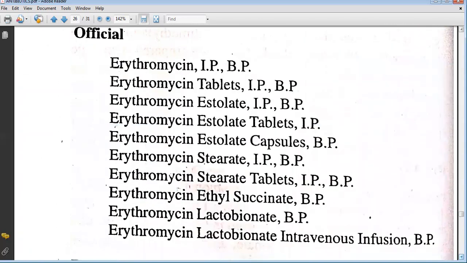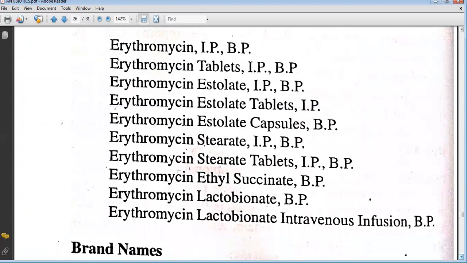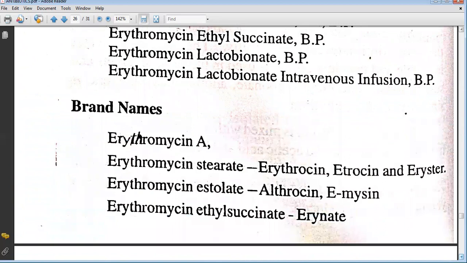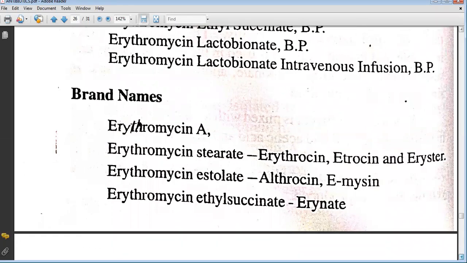Official preparations: erythromycin IP/BP, erythromycin tablet IP/BP, erythromycin estolate IP/BP, erythromycin estolate tablet IP, erythromycin estolate capsules BP, erythromycin stearate IP/BP, erythromycin stearate tablet IP/BP, erythromycin thiocyanate BP, erythromycin lactobionate BP, erythromycin lactobionate intravenous infusion BP. Brand names: erythromycin A, erythromycin stearate, Erythrocin, Ilosone, Eristal, erythromycin estolate, Emycin, erythromycin sulfate, Erinate.